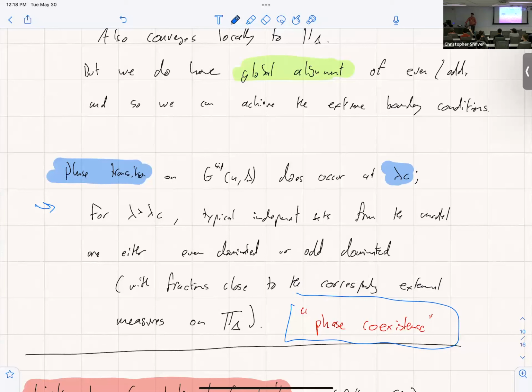Yeah, so that would be one way to say it. Either in terms of this limiting free energy, there's a non-analytic point, or you could say in terms of correlation decay. Correlations fail to decay after lambda critical, because once you condition on a vertex being in, you'll more likely be in the even dominated phase than the odd dominated phase, or vice versa. So in both those senses, yeah.